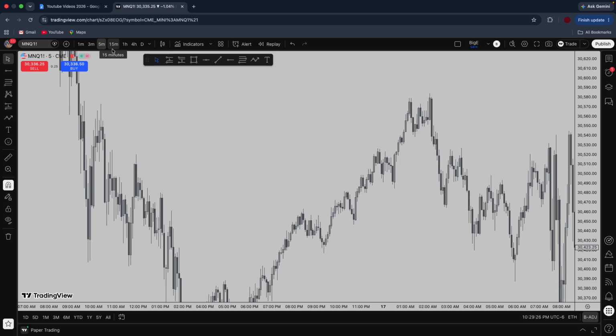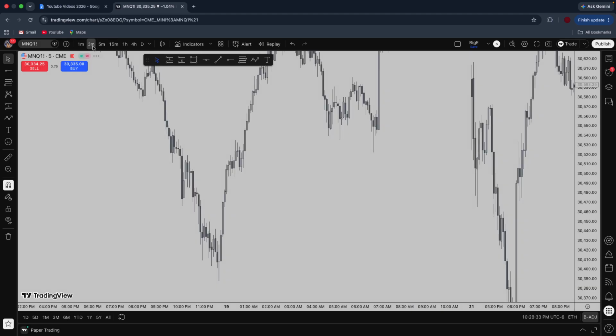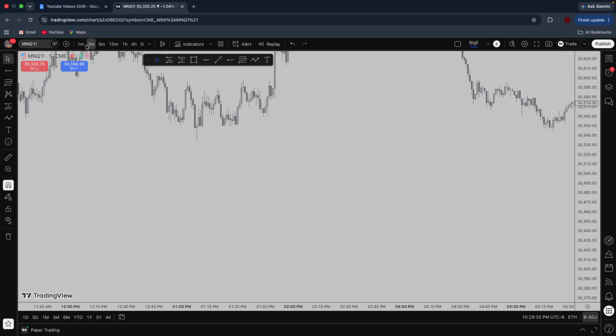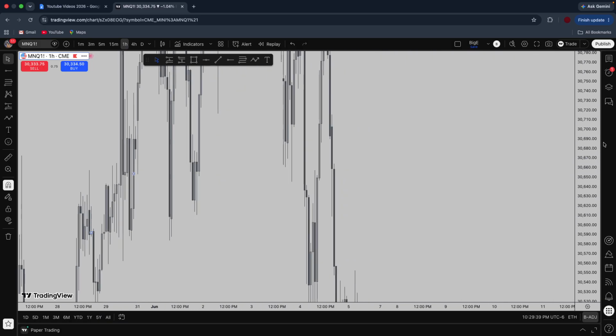On the time frame, I suggest to mark out your previous highs or lows would be the 15-minute or the 5-minute. I wouldn't really mark any previous highs or lows on the 1, 3, or 1 hour, unless like on the 1 hour.